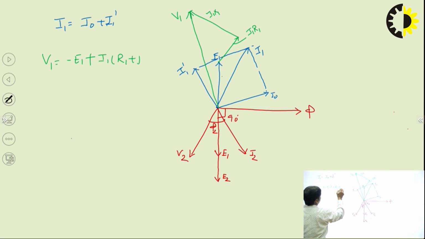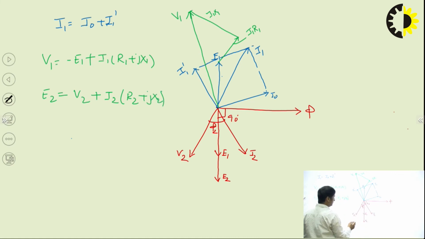R1 plus jX1. And here V2 is equal to, we know that E2 will be equal to V2 plus I2 R2 plus jX2. So if I2 is this, V2 is this, so you can say this will be your I2 R2. So I2 into R2 in the phase of this. So this is my I2 R2.